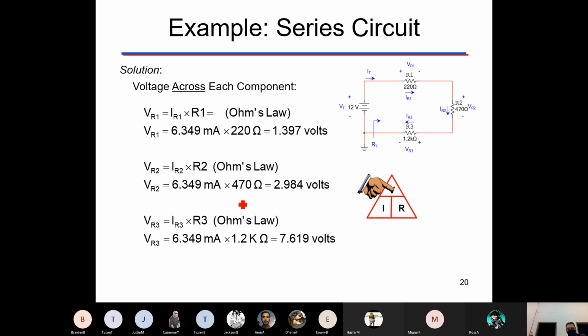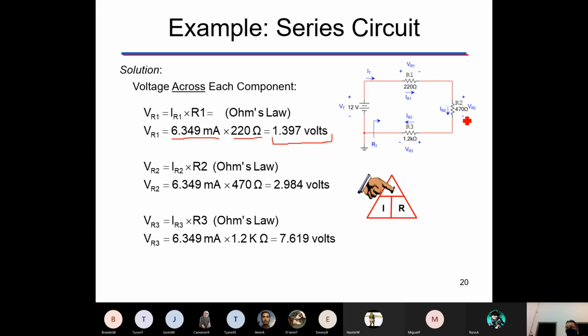Okay. The last part is to solve for the voltages across each component. To solve for V, you're going to use Ohm's law again. So V is going to be equal to I times R. We know what I is because it doesn't ever change. So we already know that that's 6.349 milliamps. Then you would take that 6.349 milliamps and multiply it times the value of that resistor right there, so times 220, and that gives you the voltage that you lose across that resistor.